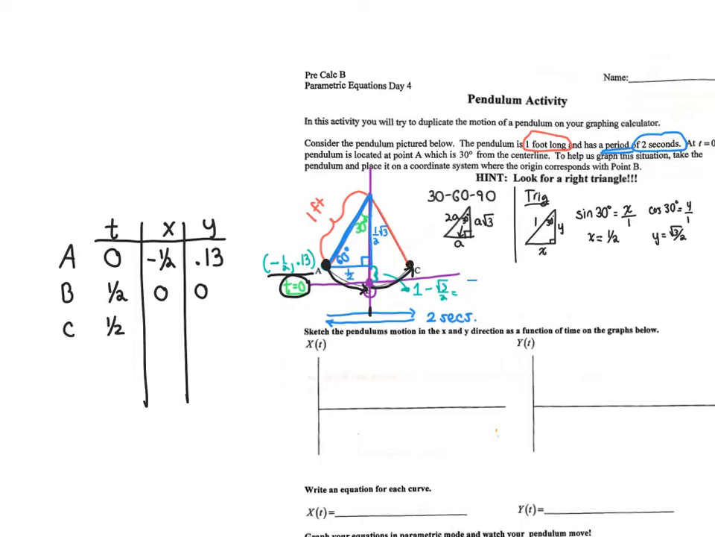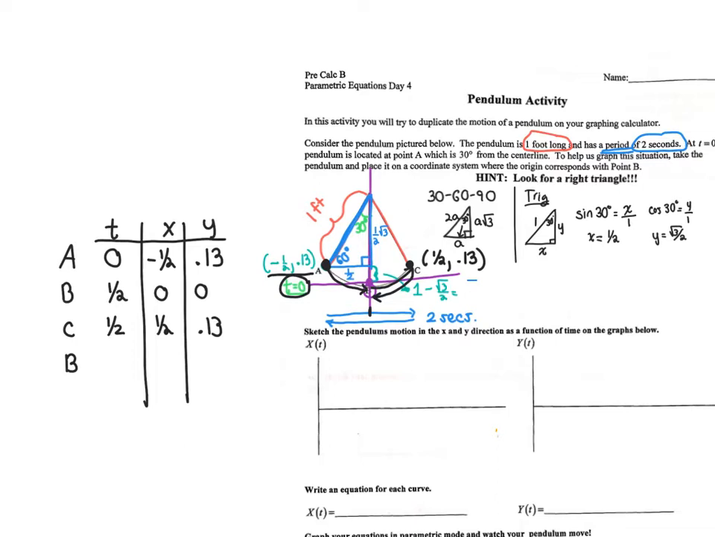So at point C, we've gone another half a second. And this time, think about the ordered pair. We are now to the right of the origin, so we are now 1/2 away. And our y value, you'll notice we're at the same height as the other y value, so our y value is still going to be 0.13. So at my point C, I have an x value of 1/2 and a y value of 0.13. Then I'm going to make my return trip.